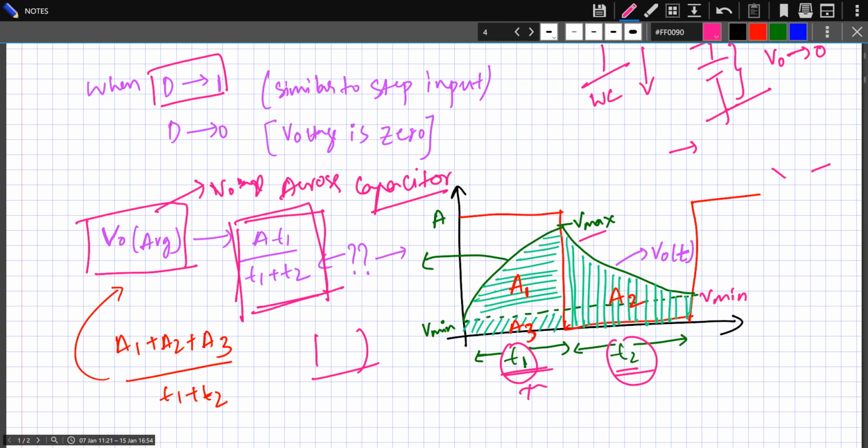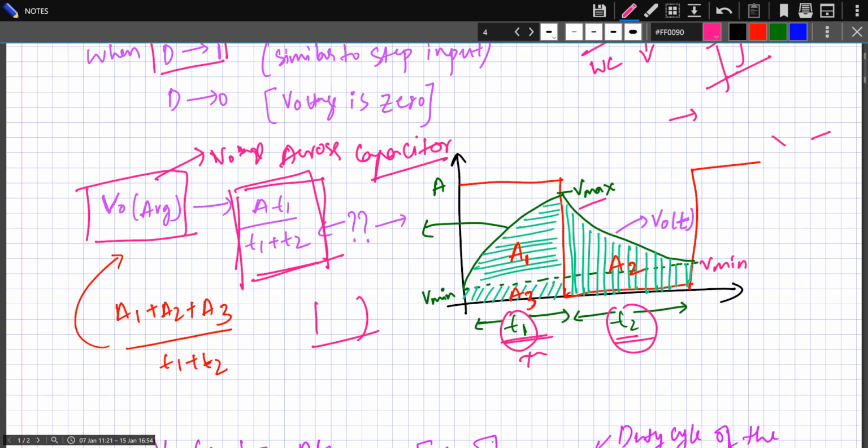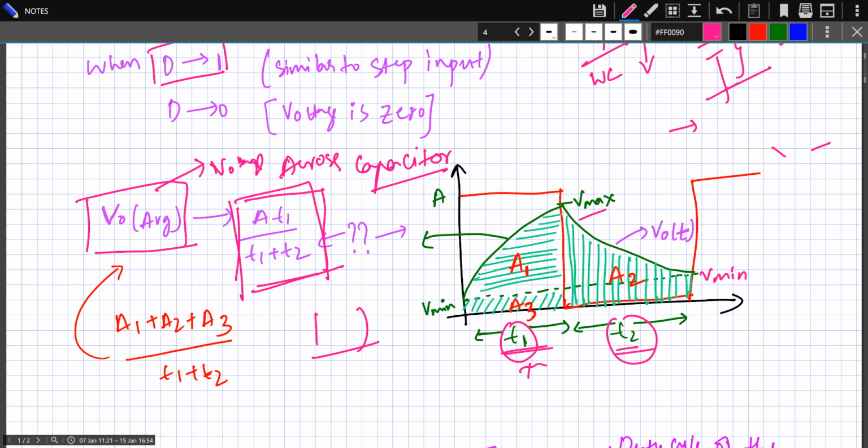So you don't have to follow that method. It will be simple, but it will be a bit lengthy, so I have not included it. If possible, I'll give a link to the solved problem in the description. So after finding that, we will find the average voltage across the capacitor as this, and by seeing this, you can easily make one thing out.